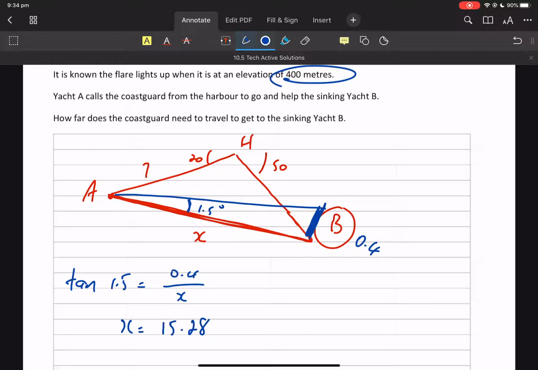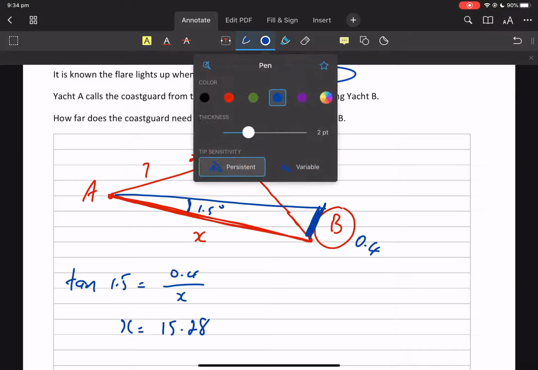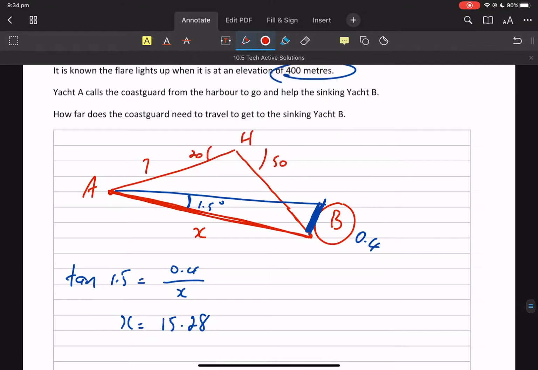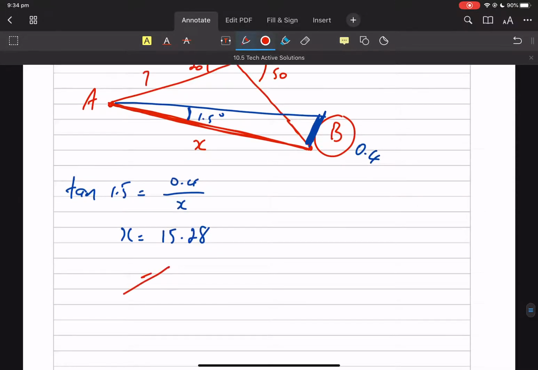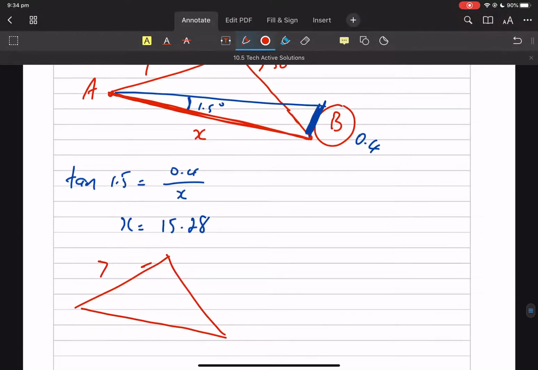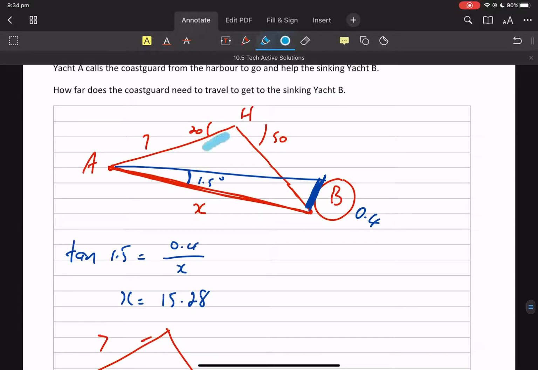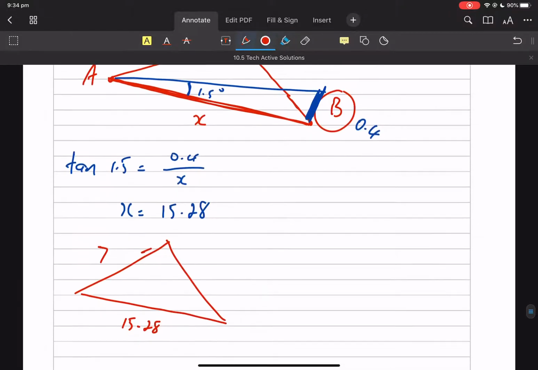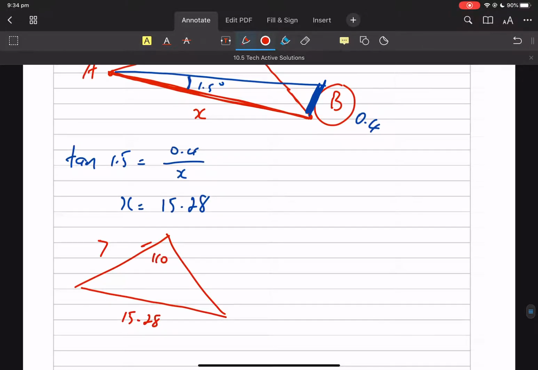15.28. Okay. So, look, space is free, I guess. That means I can draw this triangle again. Okay, that's 7. This is 15.28. And I should know that angle there. There's 180 degrees in a straight line, and I've got 70 there, so that's got to be 110. So this is 110 degrees.